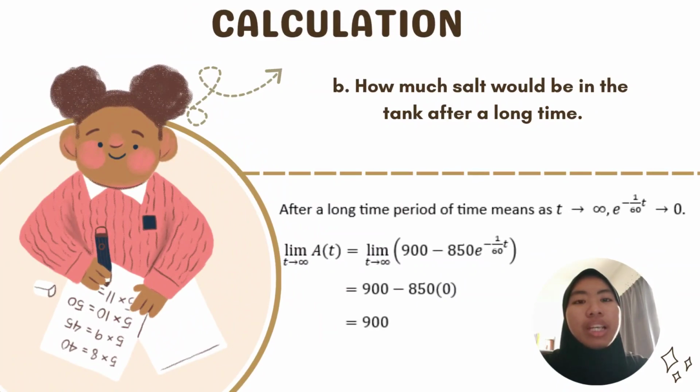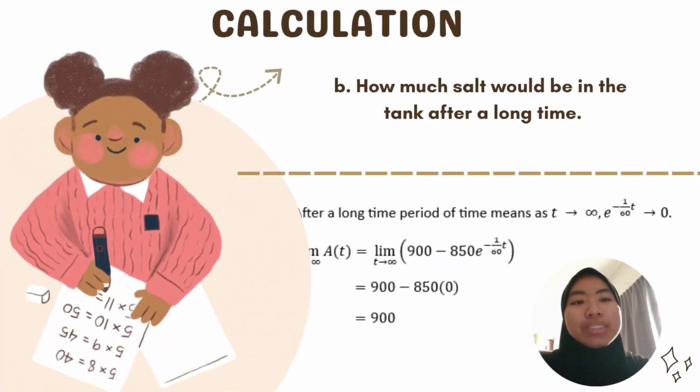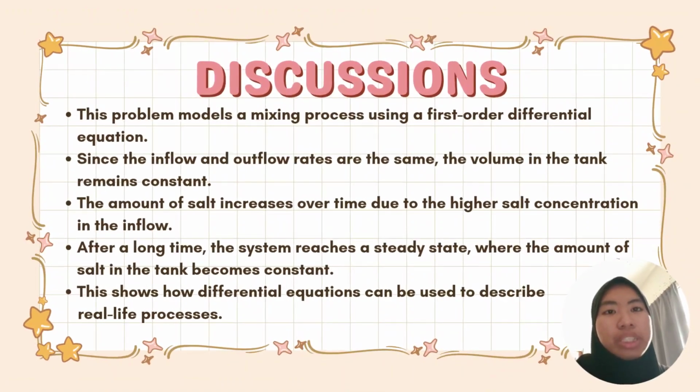This means that after a long period of time, the amount of salt in the tank approaches 900 kg. At this stage, the system has reached a steady state condition where the rate of salt entering the tank is equal to the rate of salt leaving the tank, and the amount of salt remains constant. Lastly, we go to the discussion.